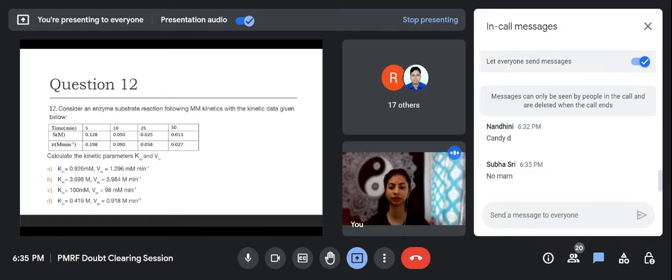Ma'am, we plot 1/v versus 1/s. Okay, yes. So after you get 1 by s and 1 by v, yes. What do you do with that data? We need to find the slope and intercept, ma'am. Yes, all right. Do you guys know how to find this in Excel?